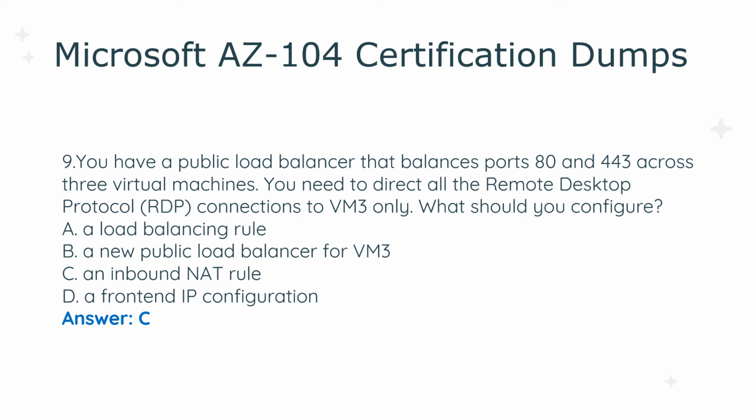9. You have a public load balancer that balances ports 80 and 443 across 3 virtual machines. You need to direct all the Remote Desktop Protocol (RDP) connections to VM3 only. What should you configure?